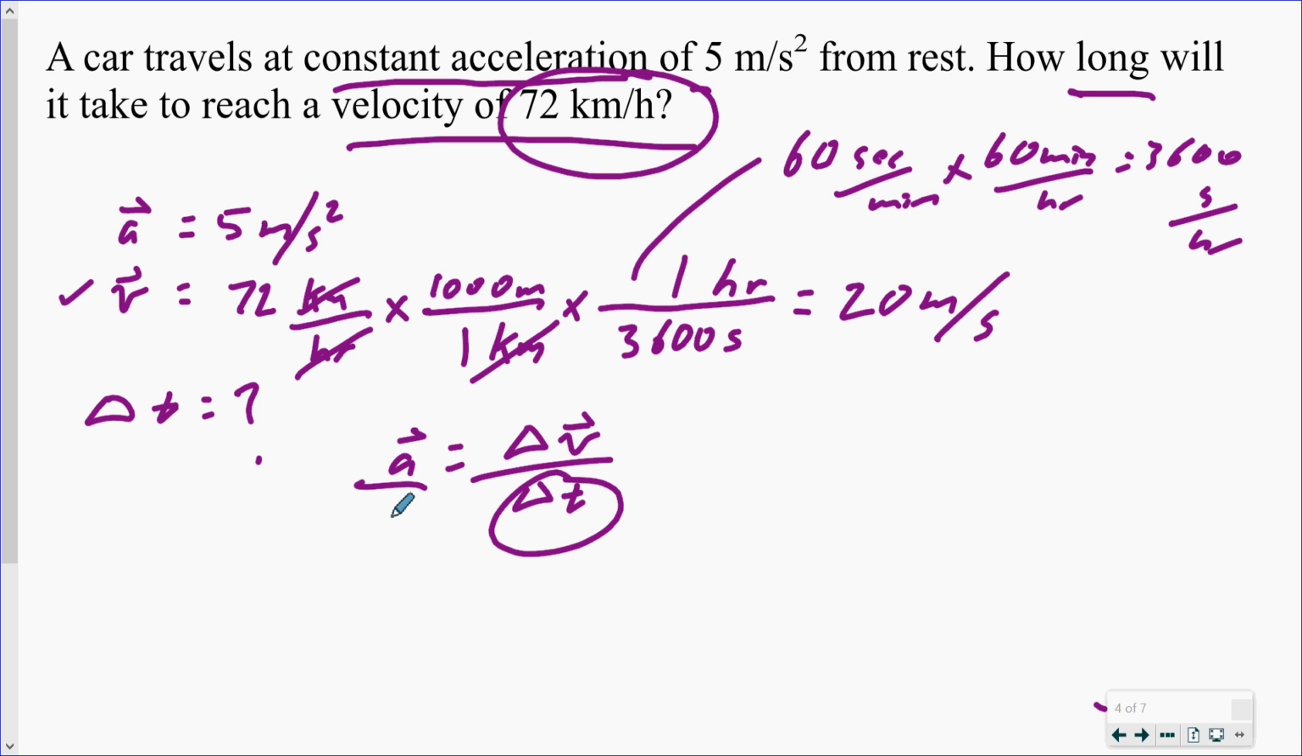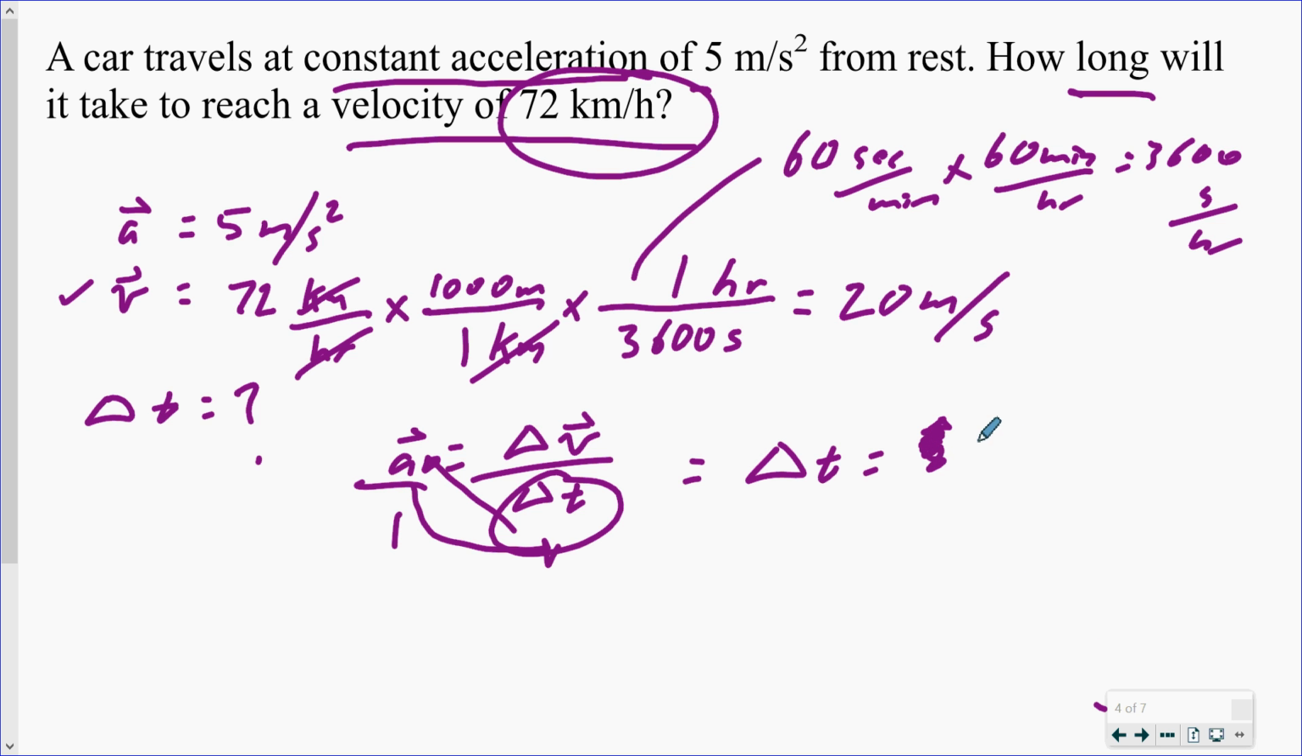I'm just going to put this over 1. If I have time in the denominator to the right of the equal sign, if I move it to the other side, it ends up in the numerator. Acceleration is in the numerator to the left-hand side of the equal. If I move it to the other side, it ends up in the denominator. So all I'm really doing is flipping around the time and the acceleration. So change in time is then equal to, oops, sorry, not acceleration.